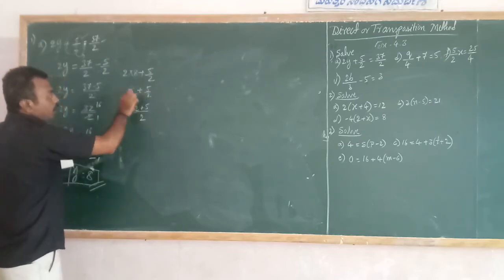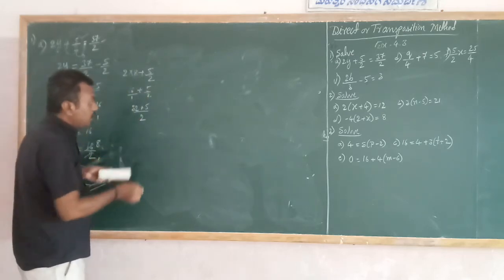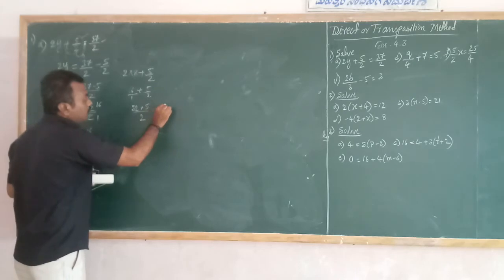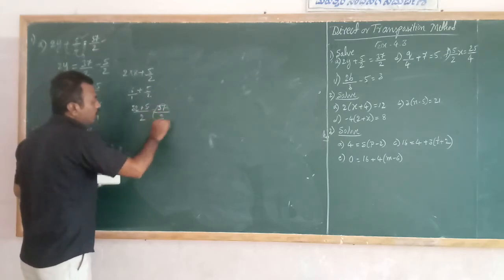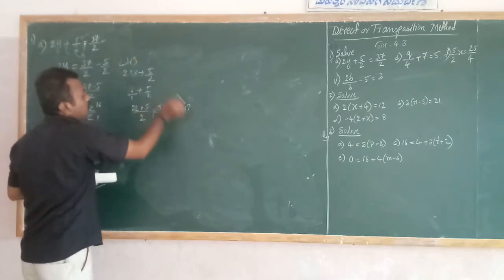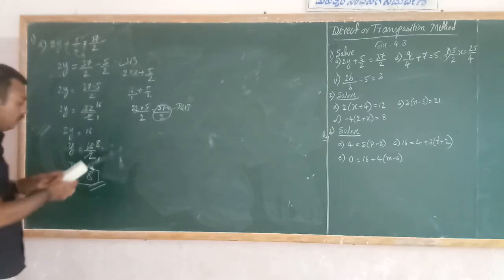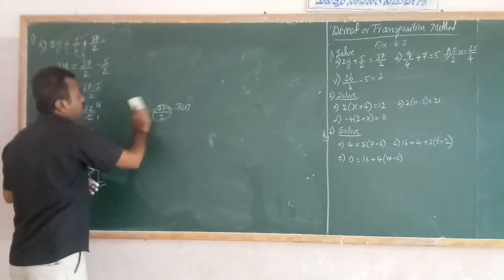Because these two are prime numbers, when they are prime numbers, we have to multiply crosswise. I already told you in the fractions lessons. So 32 plus 5 becomes 37, 37 by 2. This is the LHS, and this is the RHS. LHS becomes equal to RHS. Therefore, the answer is correct. Understood? So like this we have to verify it.